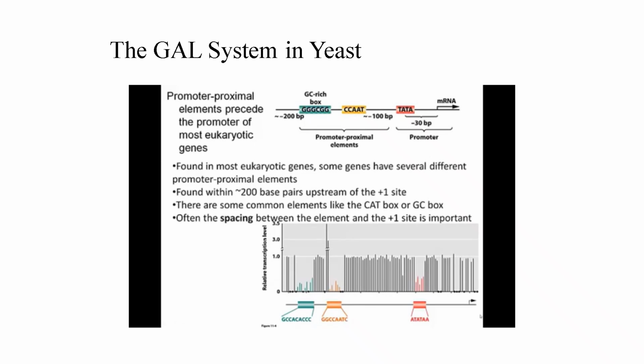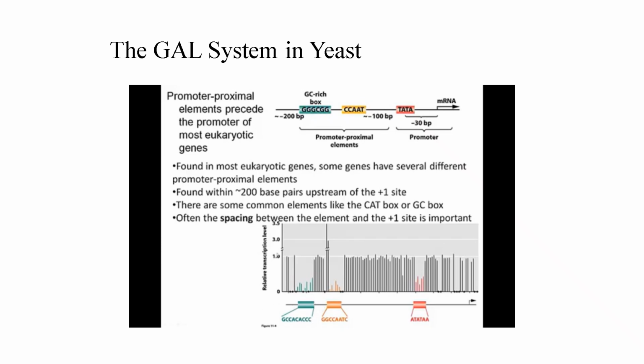So promoter proximal elements are found within a short distance of the promoter of a gene, and usually within several hundred bases before the TATA box or the promoter. And so there are a number of promoter proximal elements that are pretty commonly found in genes. Two of those common ones are shown here, a GC box and a CAT box, as they're called. And to these particular sequences, proteins will bind, and they can be important in activating transcription.